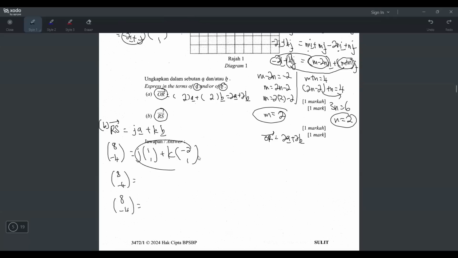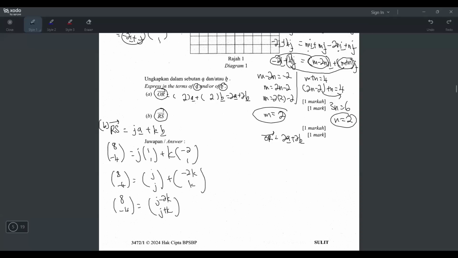So don't do anything, just leave it. And then for the other side, you will expand. After you expand, you will compare later. So let's do it. J times 1, J times 1, J. Again, this one is negative 2K, and then 1 times K is K. And then top add top, bottom add bottom. So you get J minus 2K, and then J plus K.